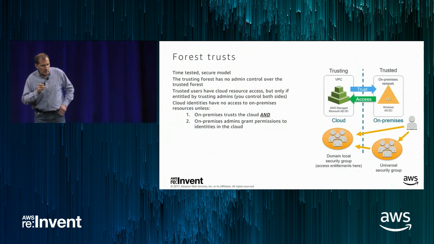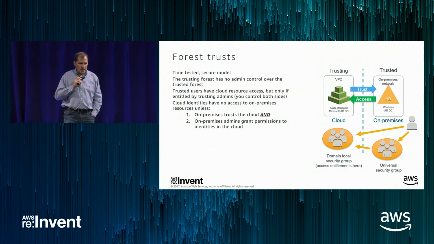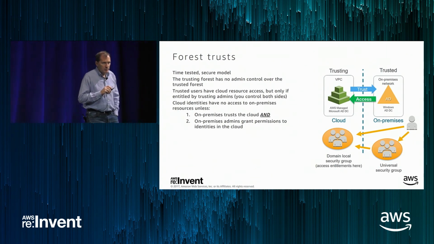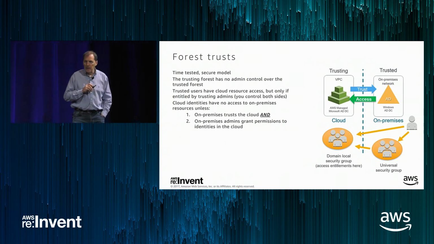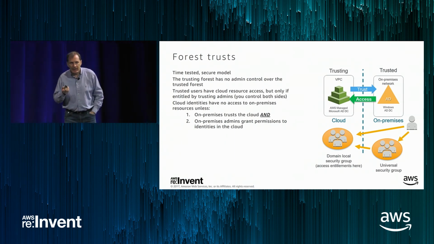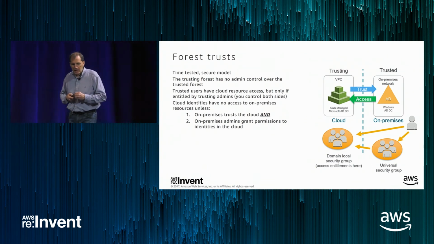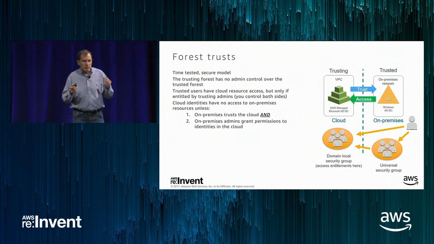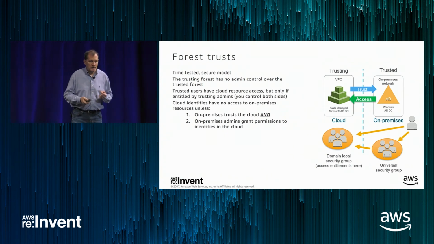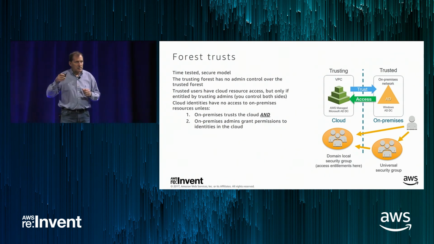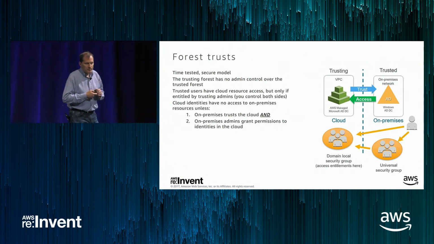All right, so let's talk for a minute about trusts. They're a time-tested model that's been around for almost 20 years. And it was kind of the original federation model that came out before we had things like SAML. And in this case, there's a direction, and the direction of the trust is opposite the direction of access. So if I have a trust from a managed AD to a directory that you control, then the access is from your users in your on-premises network into the managed AD.